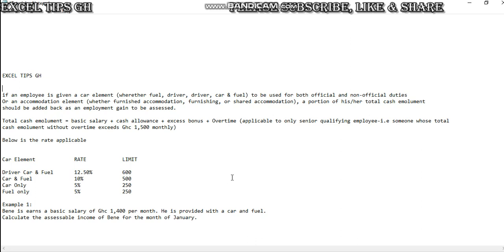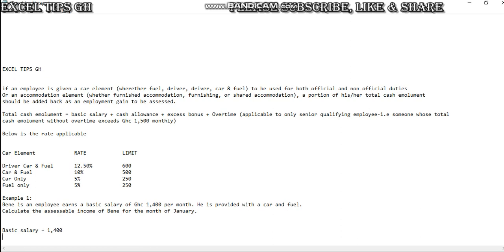In example 1, Bene is an employee who earns a basic salary of 1,400 per month. He is provided with a car and fuel. The question is that we should only calculate the assessable income of Bene for the month of January, which is a single month. So this is how we are going to go about it. We have the basic salary, 1,400, and then he is given a car and fuel, so we refer to car and fuel.